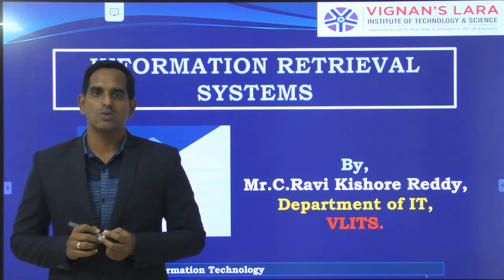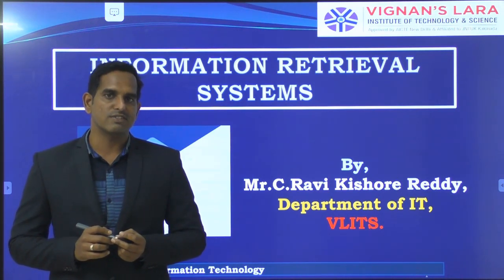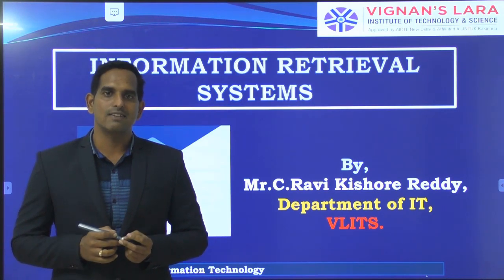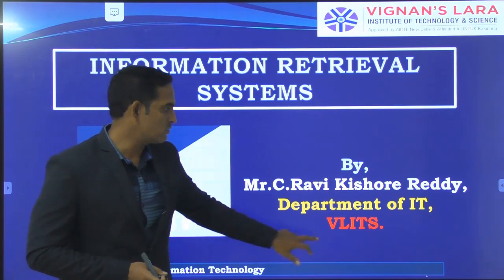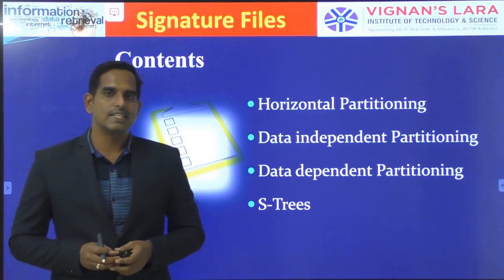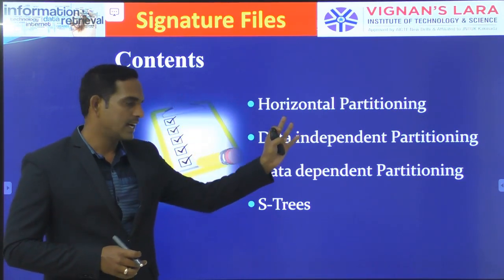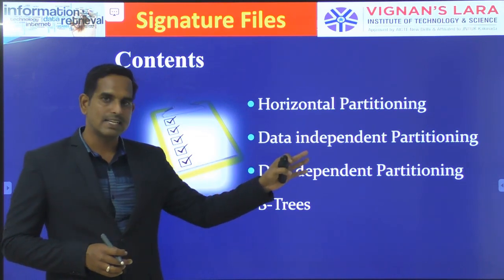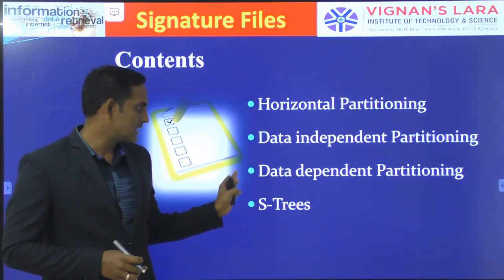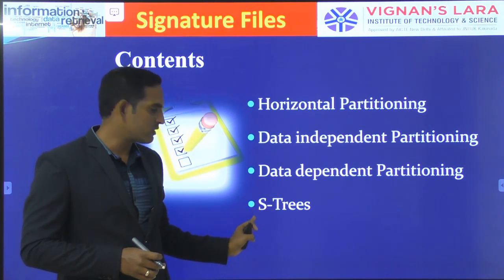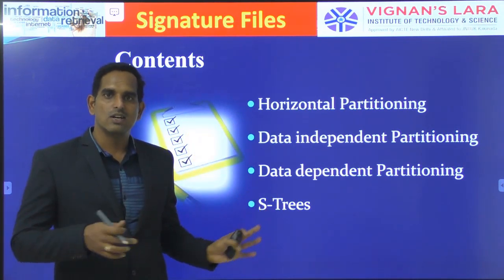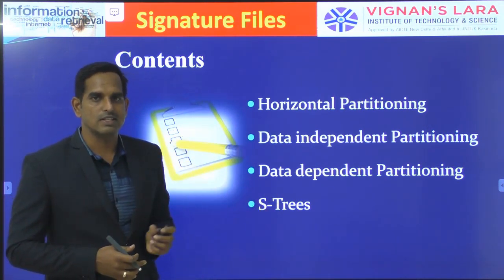In the previous sessions, we started with signature files and covered various types of signature files with the help of compression and vertical partitioning. In this session, we will look at horizontal partitioning and its various types, that is, data independent partitioning and data dependent partitioning. The data dependent partitioning is implemented by one technique called S-trees. We'll look at all these topics in this session.